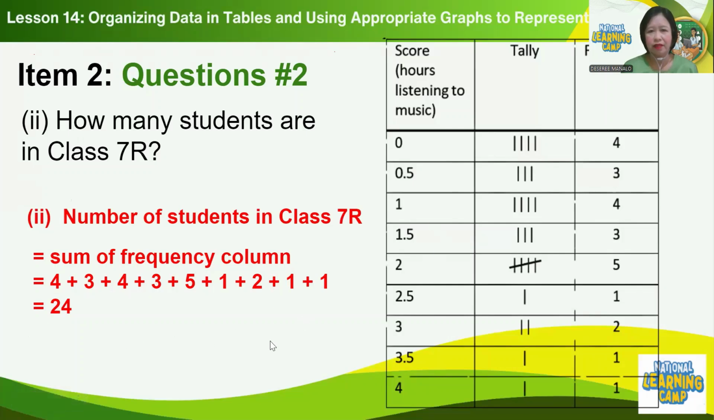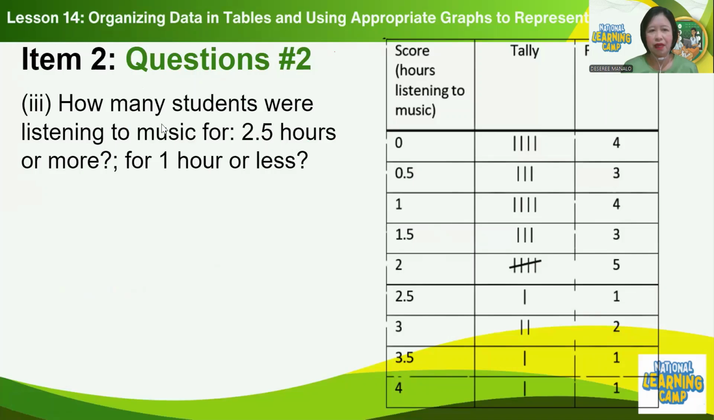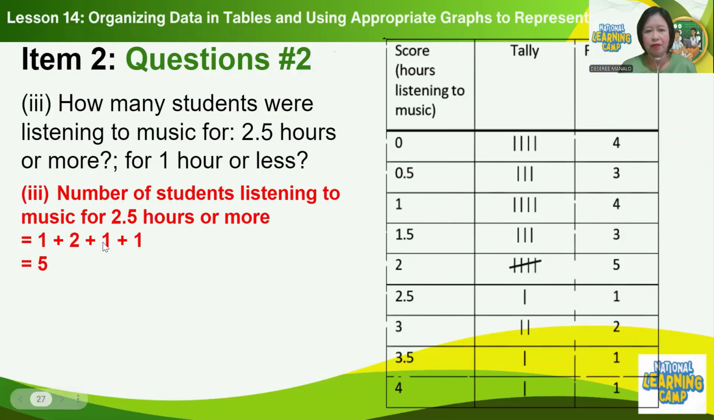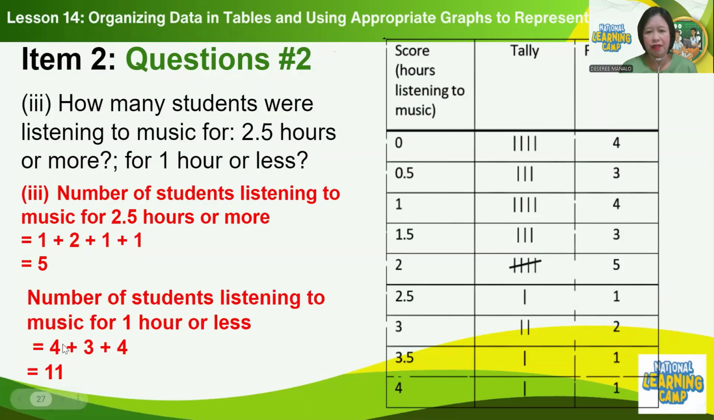The answer is 24. Next, for 3i, how many students were listening to music for 2.5 hours or more, for 1 hour or less? For 2.5 hours or more, we will have 1 plus 2 plus 1 plus 1, meaning this frequency 1, frequency 2, 1, and 1. So there are 5. For the number of students listening to music for 1 hour or less, we'll have 4, 3, 4. So 4 plus 3 is 7, plus 4 is 11.